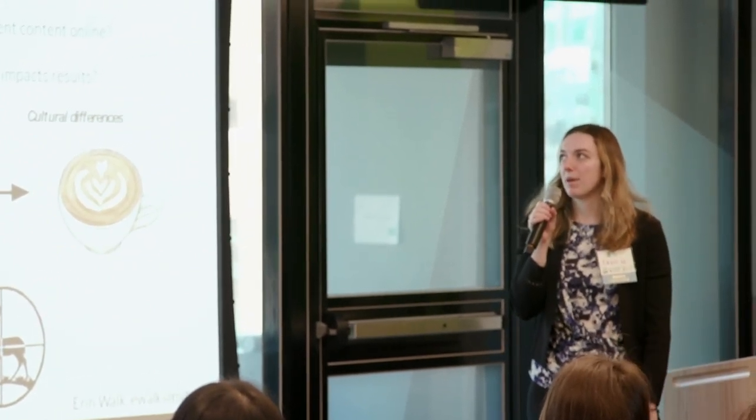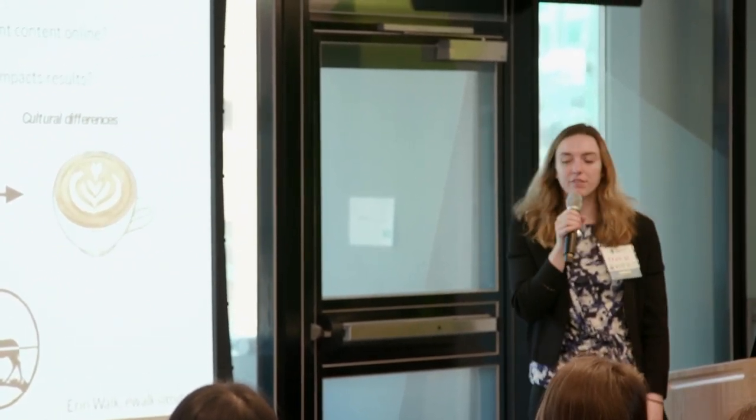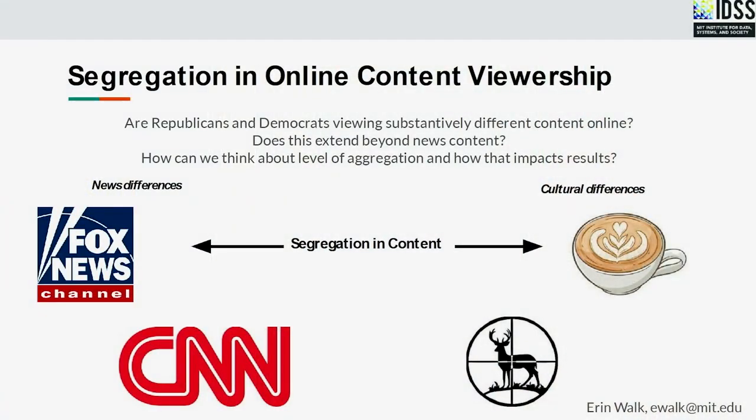I'm a PhD candidate in social and engineering systems at MIT, and I'm presenting on some work I've been working on about segregation in online content viewership, specifically looking at whether Republicans and Democrats are viewing different content online, if this extends beyond news content, because there's this sense that polarization has been increasing in a lot of different areas, and not explicitly the areas that we think of as having some Democrat, some Republican opinions on them. And then also thinking about how the level of aggregation impacts results.